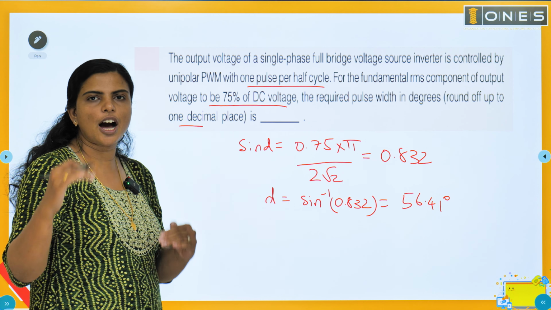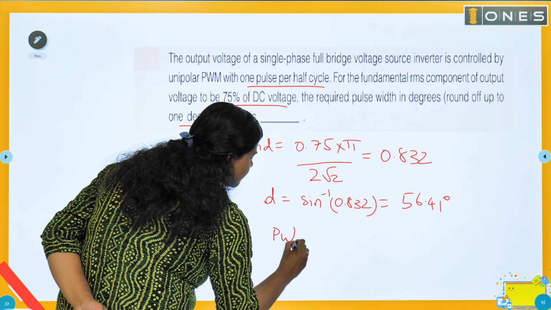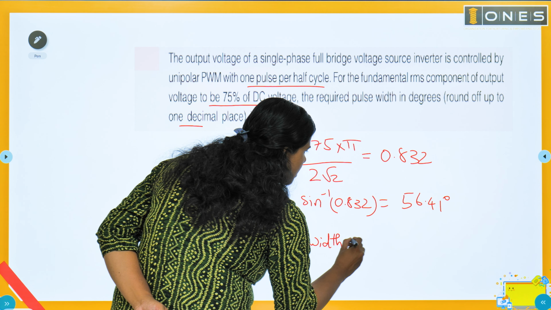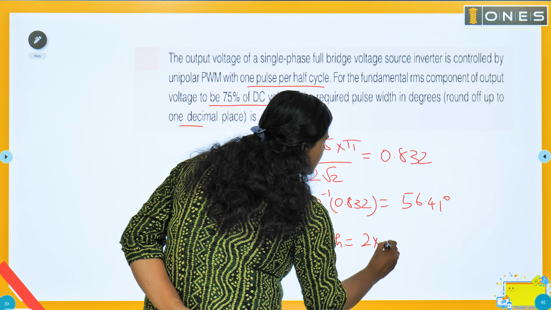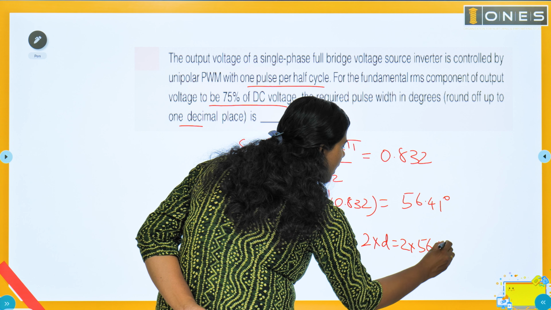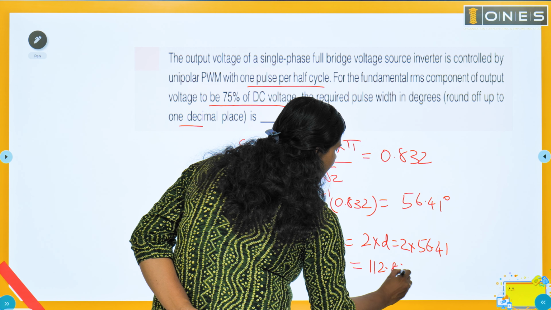D is actually half of the pulse width. So the required answer is pulse width is equal to 2 times D, that is equal to 2 into 56.41, that is equal to 112.82 degrees.